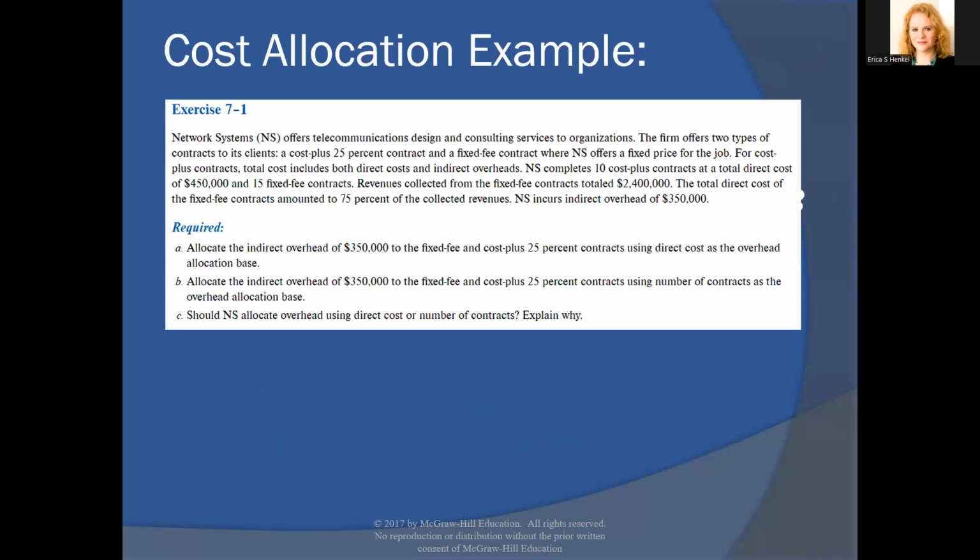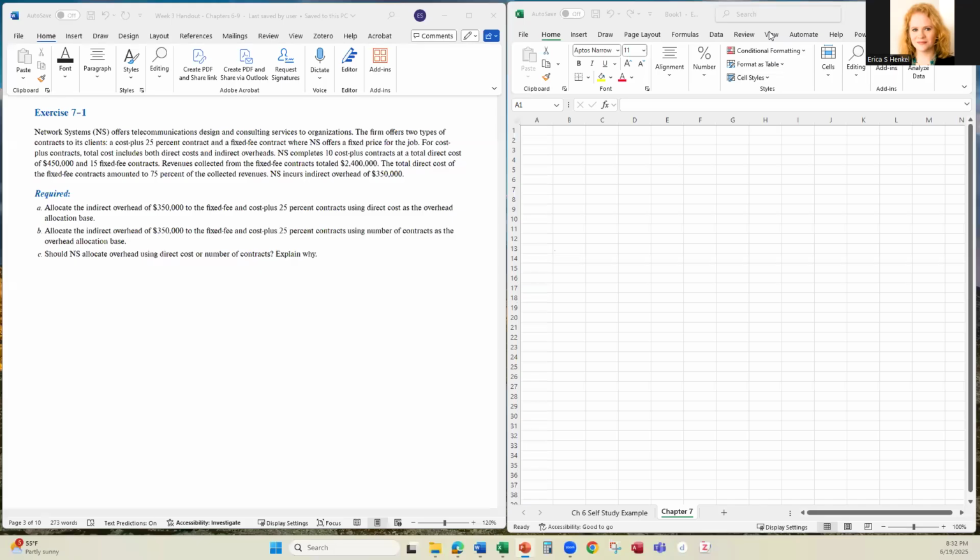So the first allocation example we're going to look at, I'm just going to jump out of my slideshow here. I've got it right here. We've got network systems offering telecommunications, design and consulting services, and they have two different types of contracts. They've got a cost plus 25% contract that they could assign. So, hey, this is the cost for the client. Take that cost, multiply it times 1.25, and that will be what we charge them. Or we can charge them a flat upfront fee where we assign it upfront.